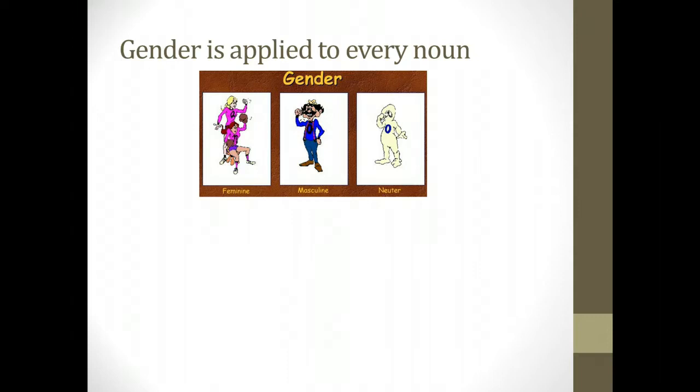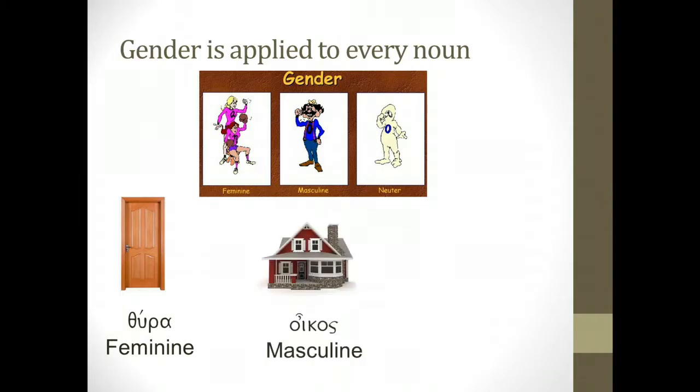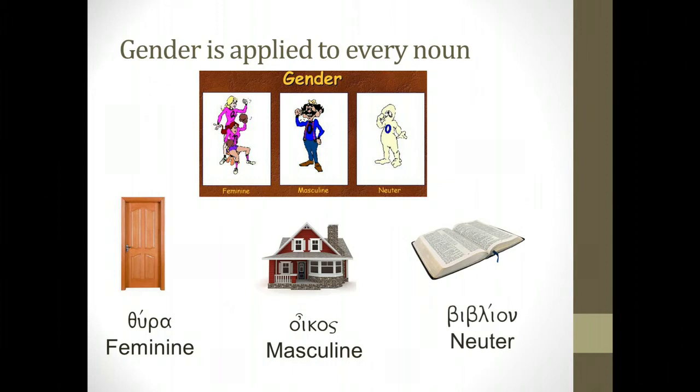Let me show you what I mean. For instance, in Greek, a door, thura, is classified as feminine, although there's nothing particularly feminine about the door, nor did Greeks think of the door as a female. Or, for instance, a house, oikos, is known as being masculine. Okay, again, this is a way that Greeks categorize their nouns. It doesn't necessarily connect it with an actual gender in the way we think of human beings. And then lastly, biblion is neuter, biblion for a book.